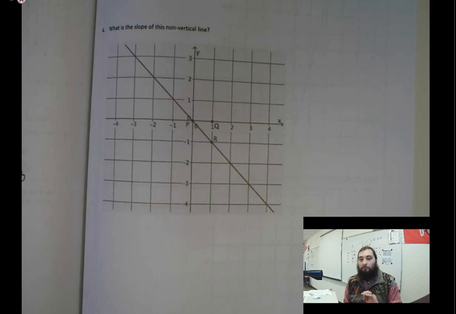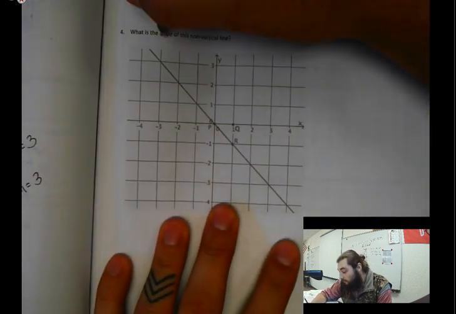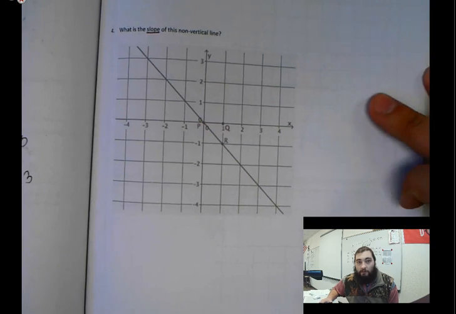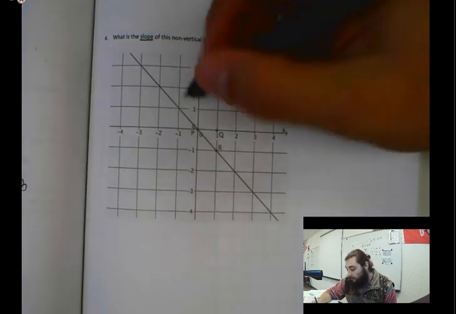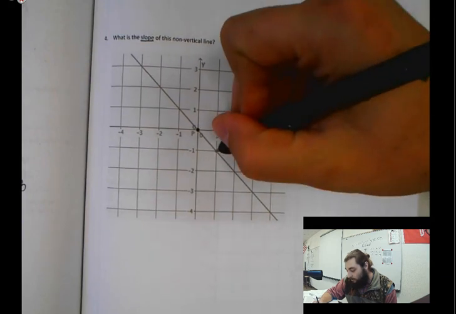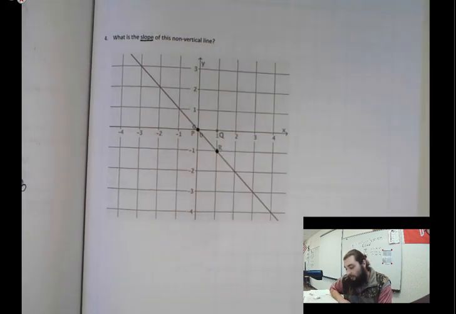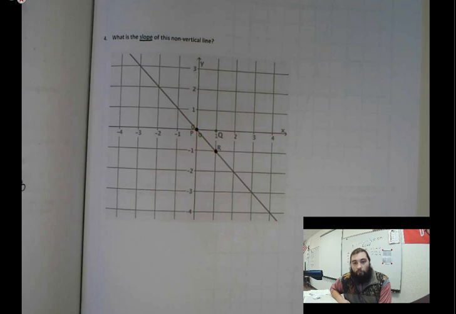In question number 4, this line is a little bit different than the ones that we've looked at before. And we're going to see why here in a second. Again, they ask us for what is the slope of this line. And so what we need to do now is we are now moving from point P, which is at the origin, to point R, which is at 1, -1. We are now moving in a different direction in terms of slope.